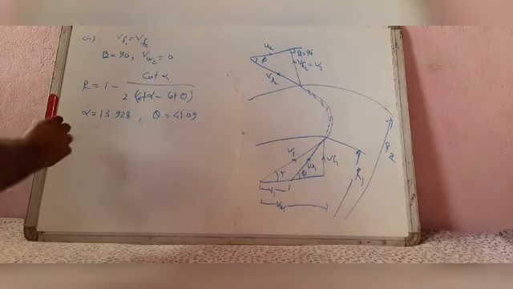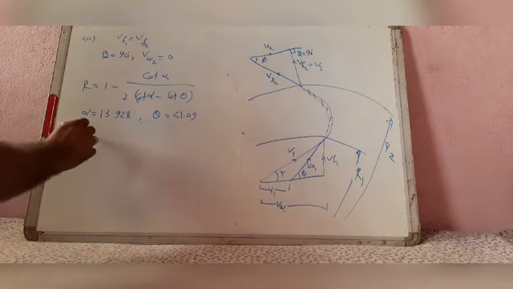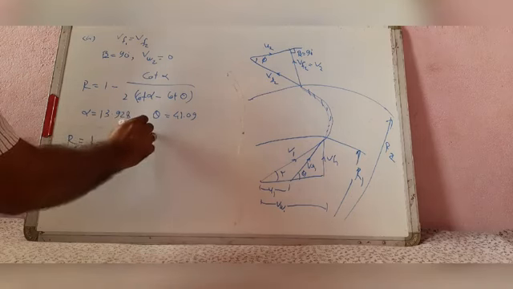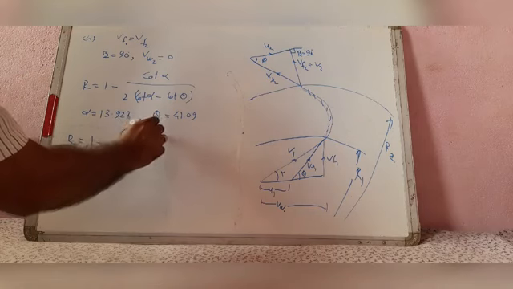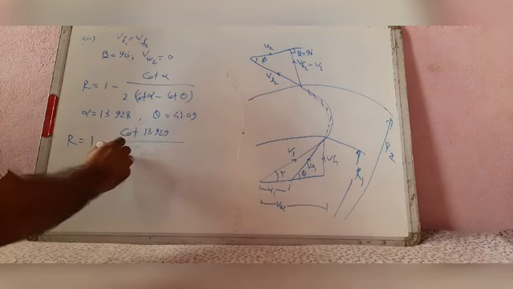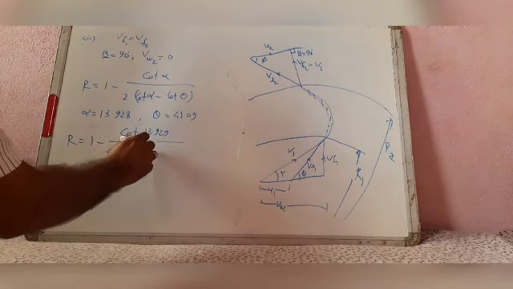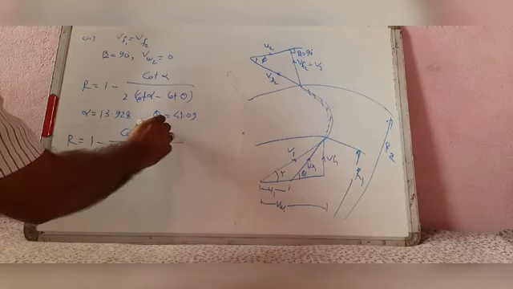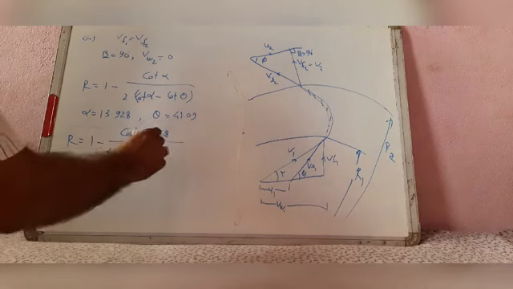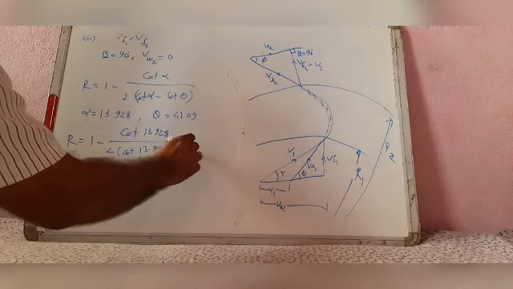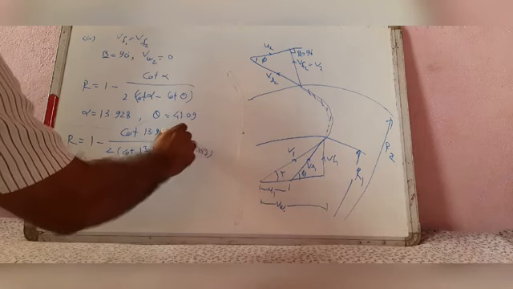So substituting the values here, R equal to 1 minus cot 13.928 divided by 2 into cot 13.928 minus cot 41.09.